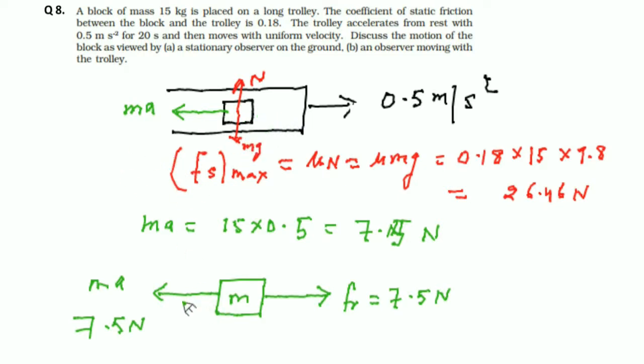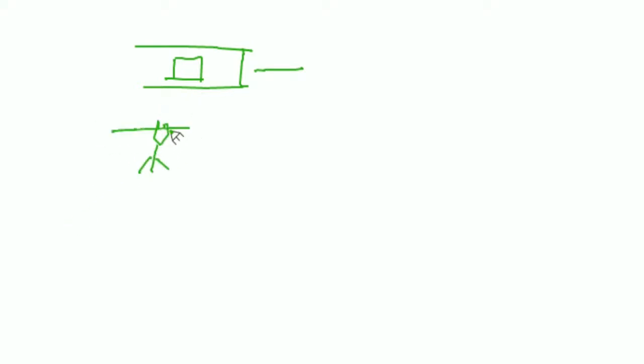Okay, the first case is the observer. The trolley is moving and the mass is at rest with respect to it, and the observer is outside. So the observer will see the trolley moving with that acceleration, and the mass is also moving with 0.5 meter per second square with respect to the ground.